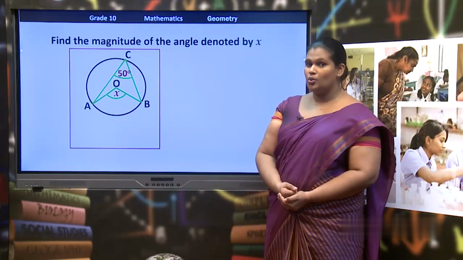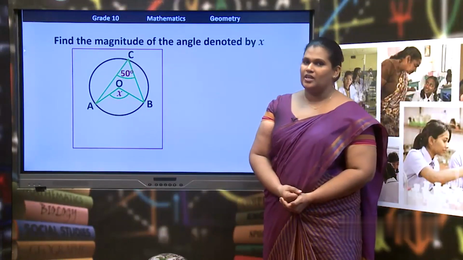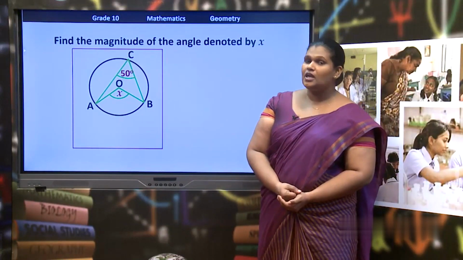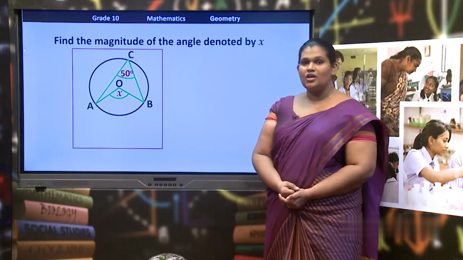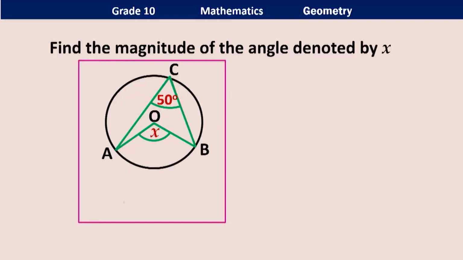Right. Here we know angle ACB is equal to 50 degrees. Now, x should be twice of it. So, we can say the magnitude of x is equal to 100 degrees. Right. We'll move on to another one.